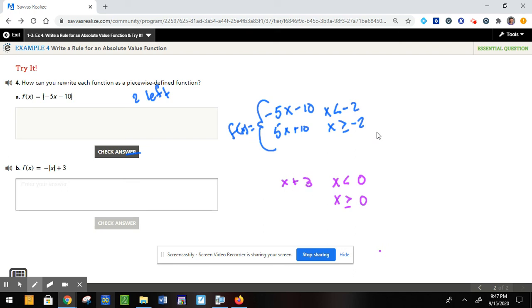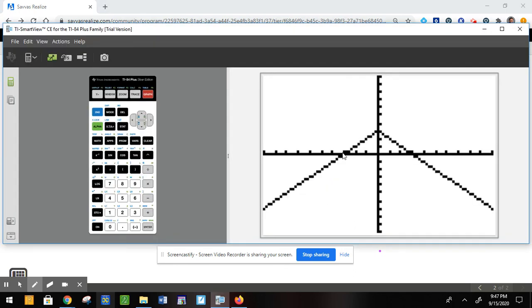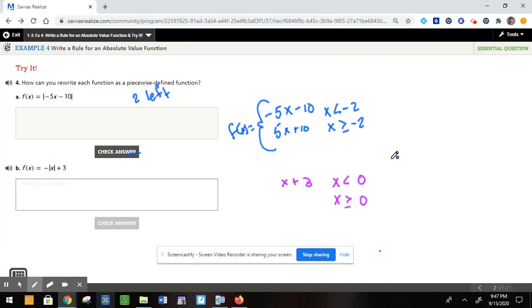Again, that's on the left side. On the left side, that's where it's going up. And then on the right side, it's going down. So it's going to be x minus 3, and negative x. Again, it's going to be negative x minus 3. When you go ahead and check your answer on that, that's what it should be.